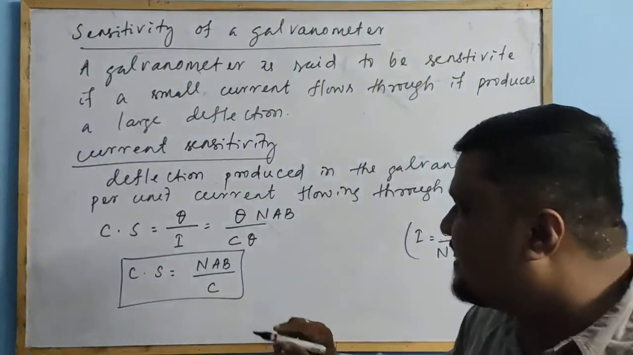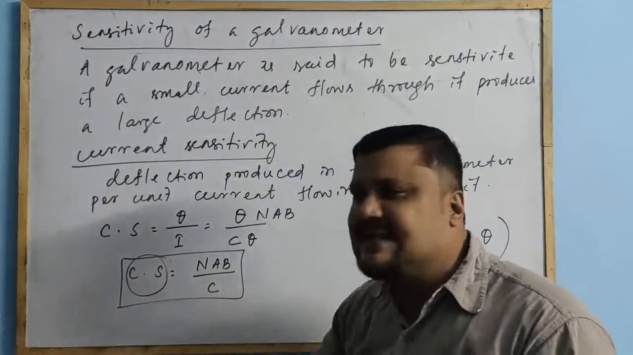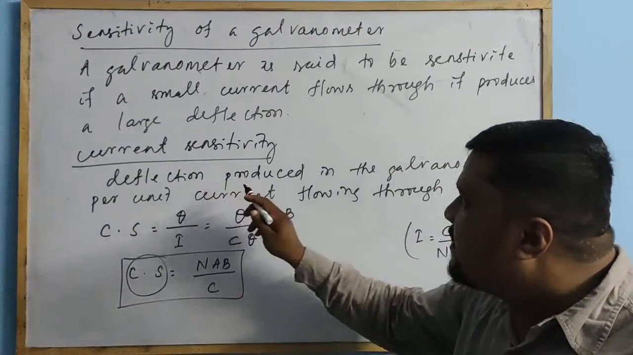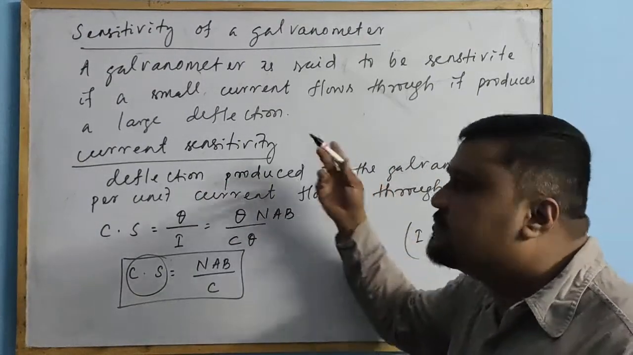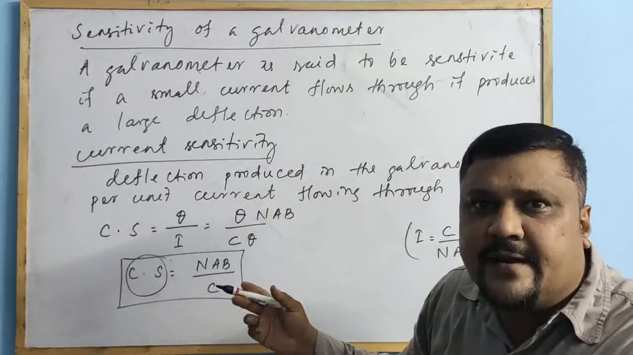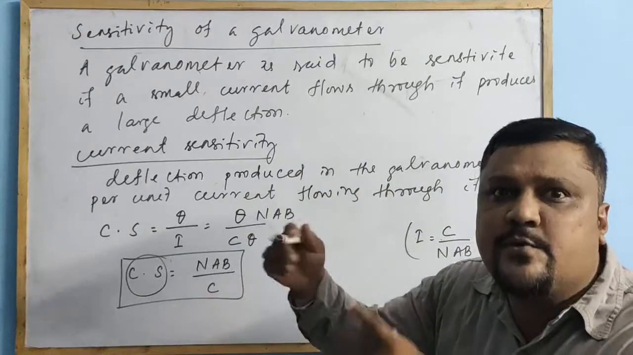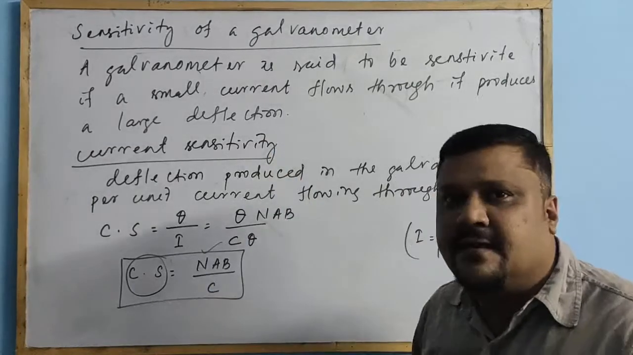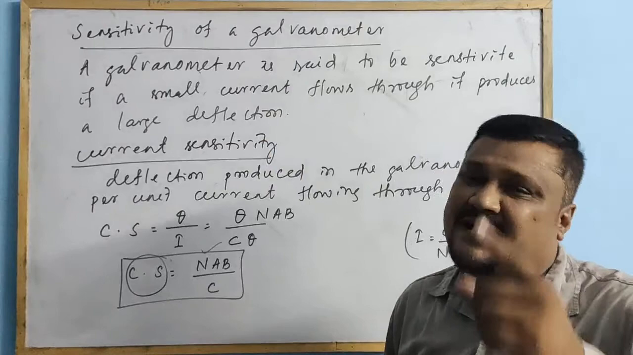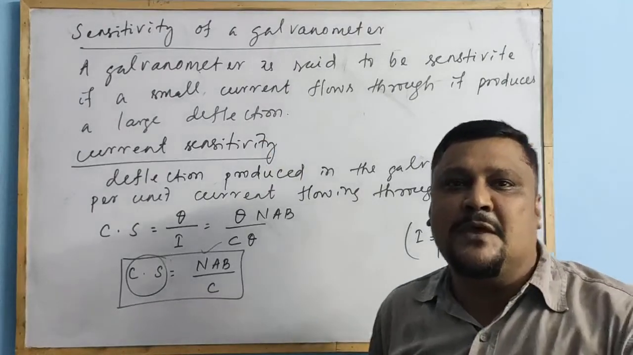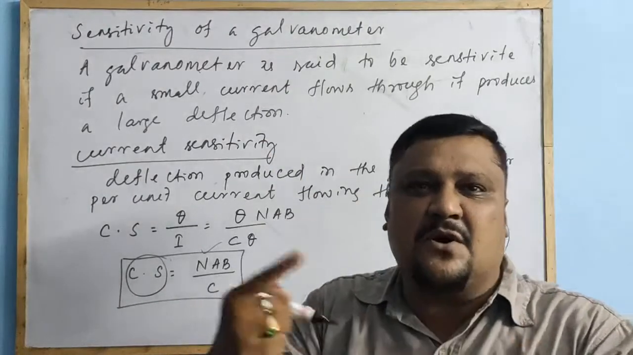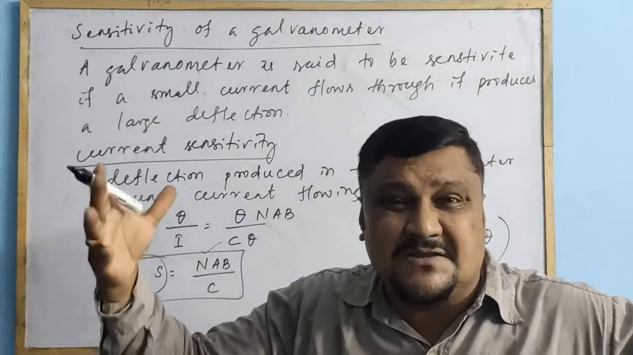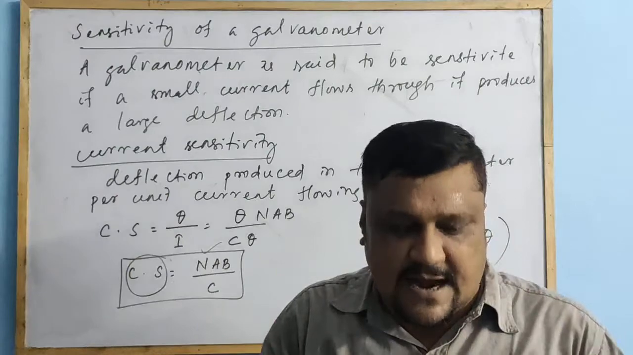And a question comes to your mind: how can you increase the current sensitivity of a galvanometer? Means how can you make the deflection in the galvanometer more with a small current? By increasing N, the number of turns. But that is not possible. If you increase more turns, the galvanometer becomes more bulky, more heavy. You cannot do that.